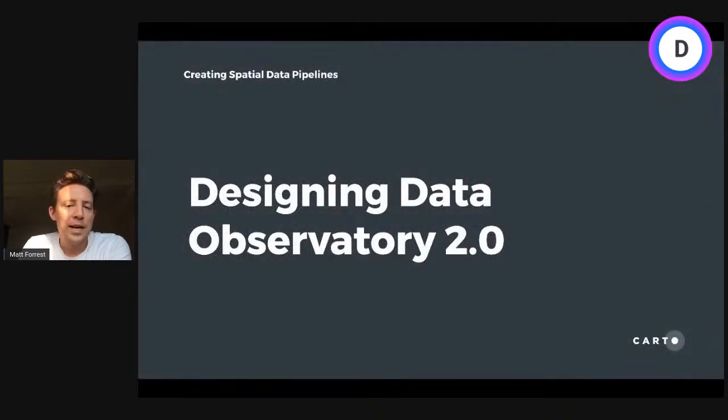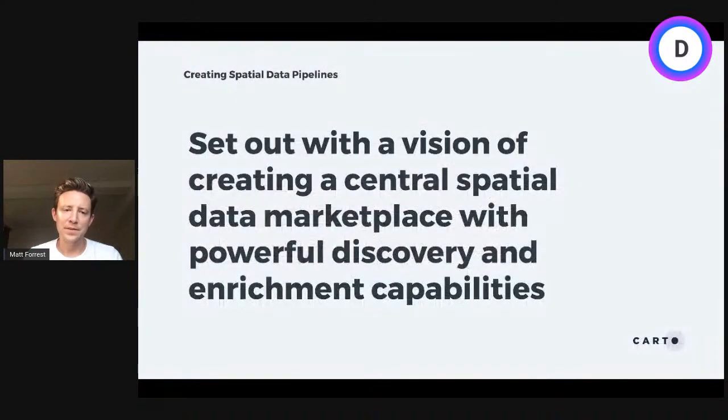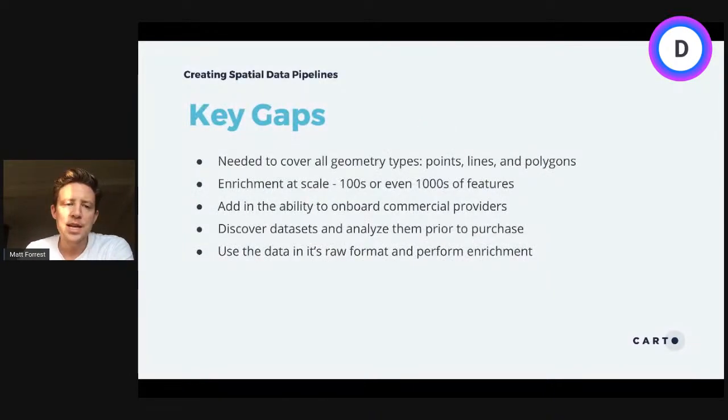So that's where we got into designing the Data Observatory 2.0. When I was making this deck, I was looking for an original whiteboard where we drew a lot of this stuff up, but I wasn't able to find it. But we ultimately set out with a vision of creating a central data marketplace. And marketplace is key here, with powerful discovery and enrichment capabilities. The key gaps that we identified: first, you need to cover all geometry types, points of interest, lines, things like roads, and ultimately polygons, which we already covered before. And then enrichment at scale. We wanted to enrich maybe even hundreds or thousands of features wide, and lots of data long, so you could enrich many polygons and do that quite quickly.